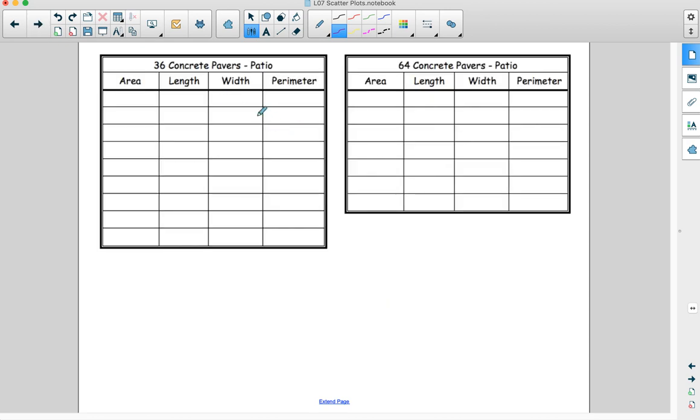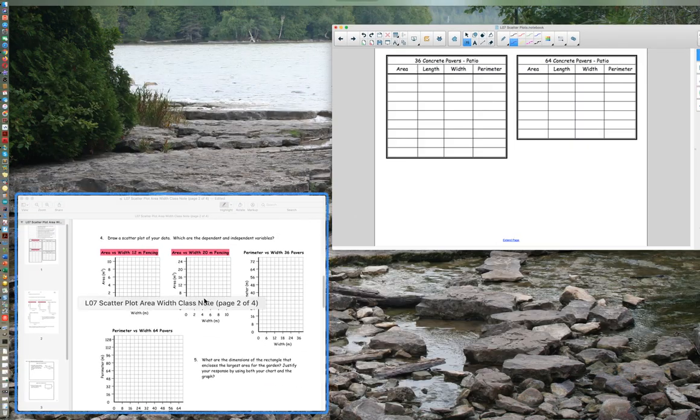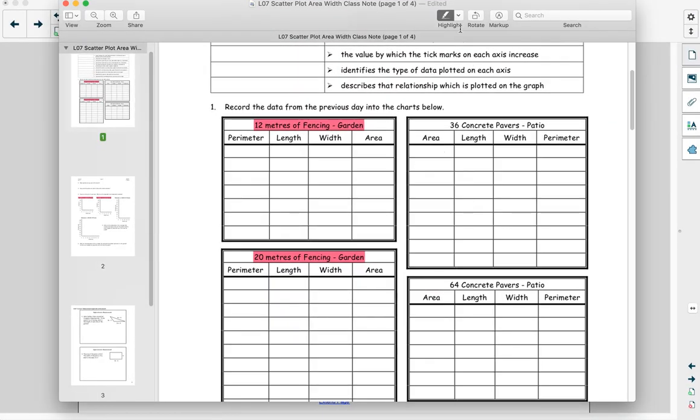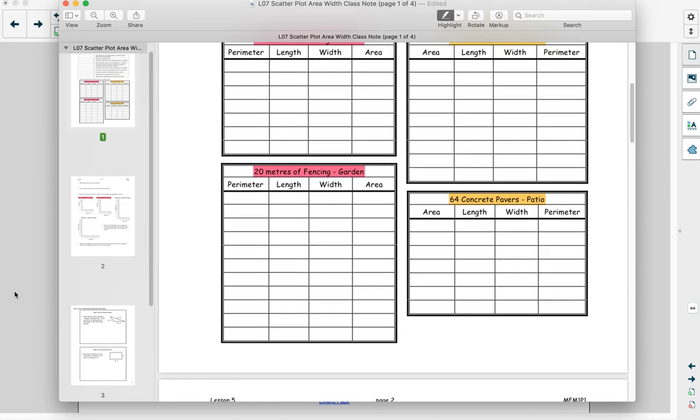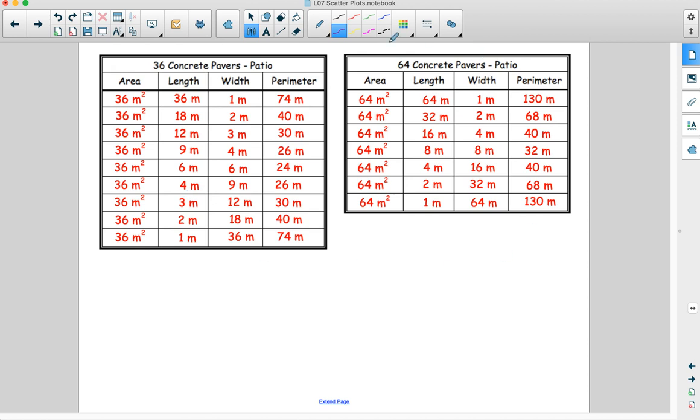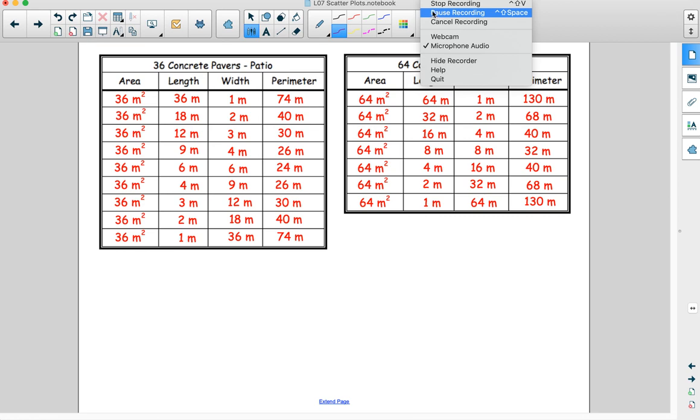All right, so the next thing we're going to do is, coming back to your sheet, moving over here, I would like you to fill in these 2 columns. Highlight them different because these are area questions now, where we have 36 concrete pavers and 64. So if you were able to print out the notes, then you're just going to fill them in with these numbers from here. So I'm going to suggest you pause now and you take some time to fill those numbers in.